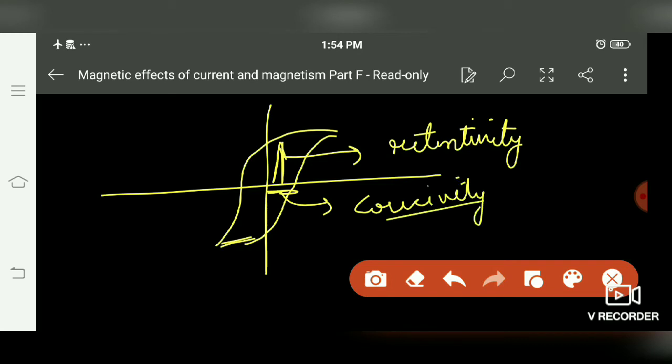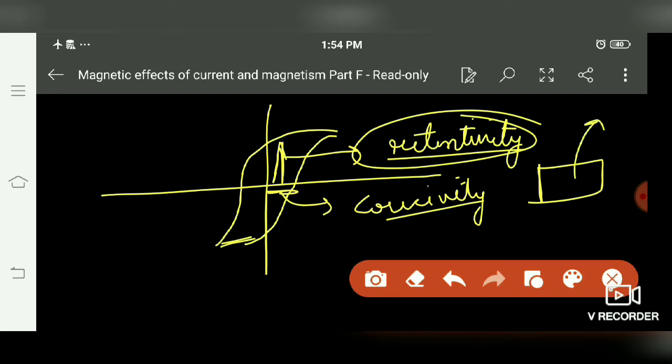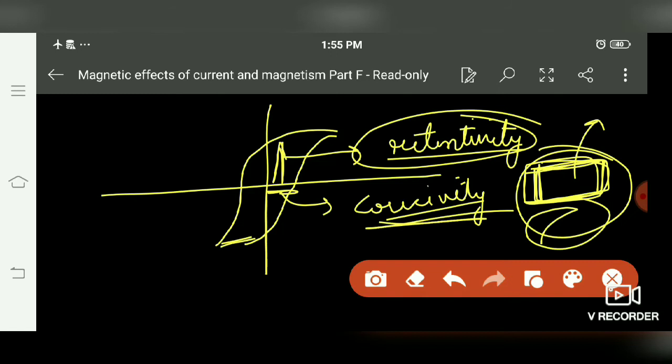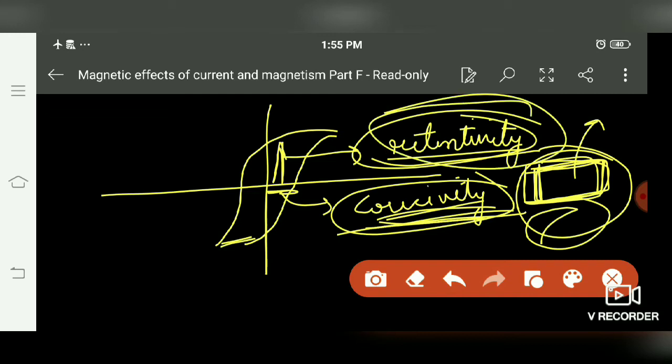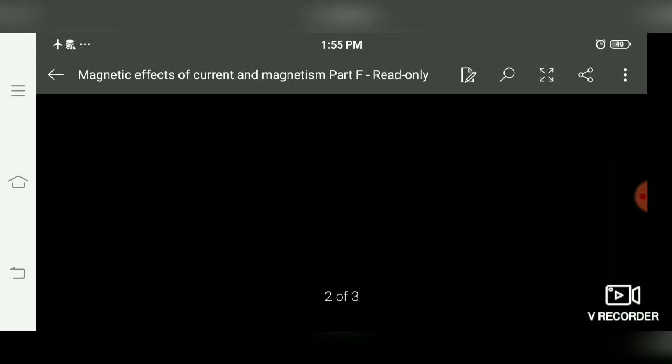Now what's the meaning of retentivity and coercivity? If a magnetizing material is magnetized and the magnetizing field is removed, up to what time it can retain its magnetization even in the absence of field, that is called retentivity. And what's coercivity? If a magnetizing field is applied on a substance, how easily it gets magnetized, that's called coercivity. If a material gets easily magnetized, it has more coercivity. If a material retains magnetic field for a very large interval of time, even when the magnetic field is removed, that is called high retentivity.